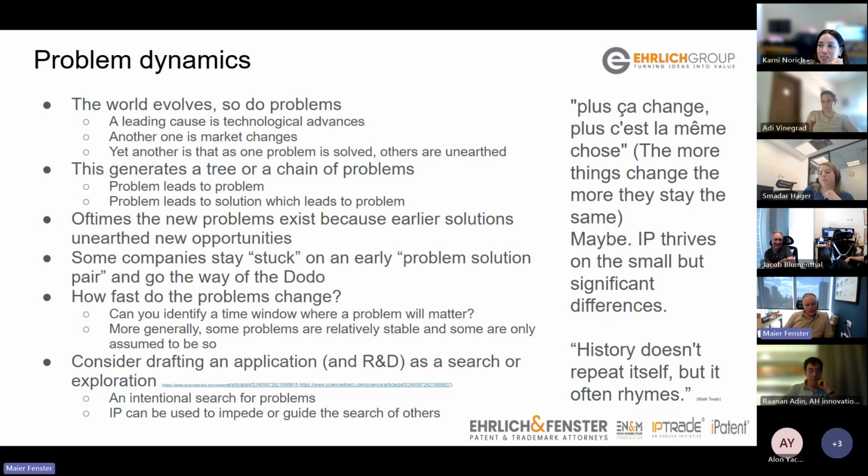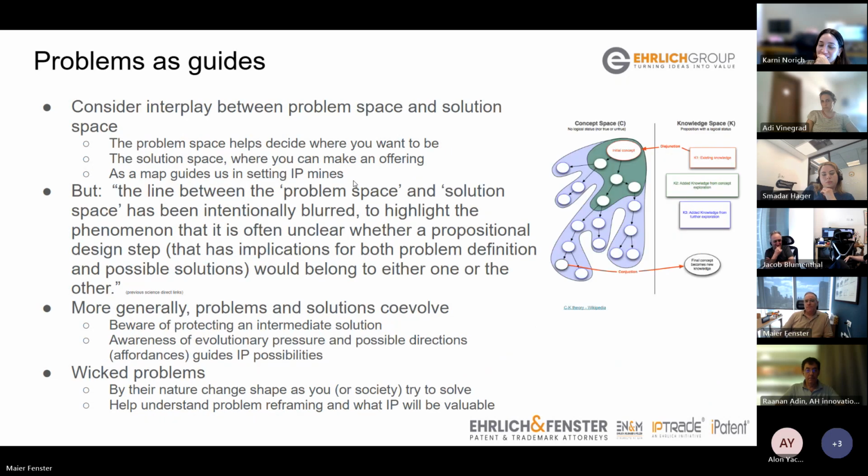One of the things that means is that the process of drafting a patent application is really an intentional search for problems and what the change of problems looks like. One of the ways we can look at it is the interplay between the problem space and the solution space. Problem space is, I want to be here, I want to be there. And solution space is where can I actually make an offering? And when you look at the two of them, as IP people, it tells us where we should put what I called mines, little pieces of IP that when the competitor steps on them, they get blown up.